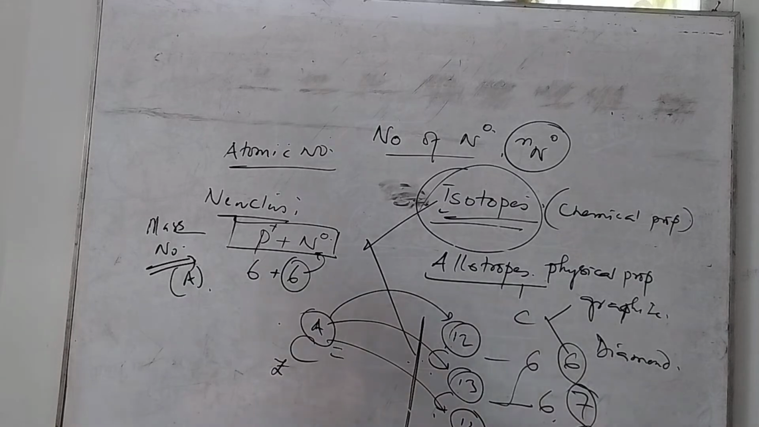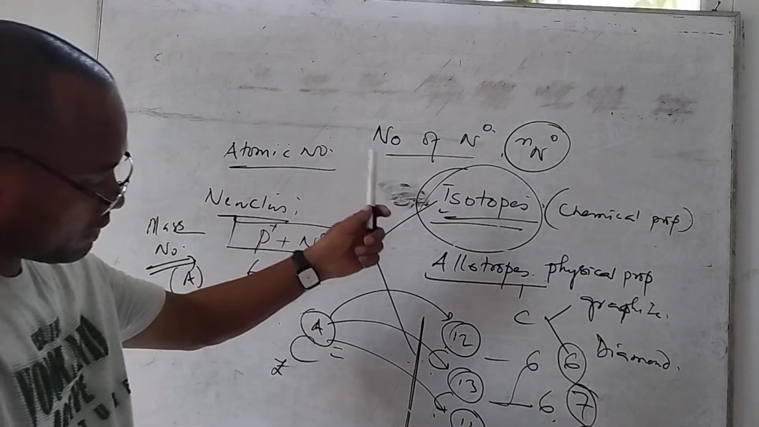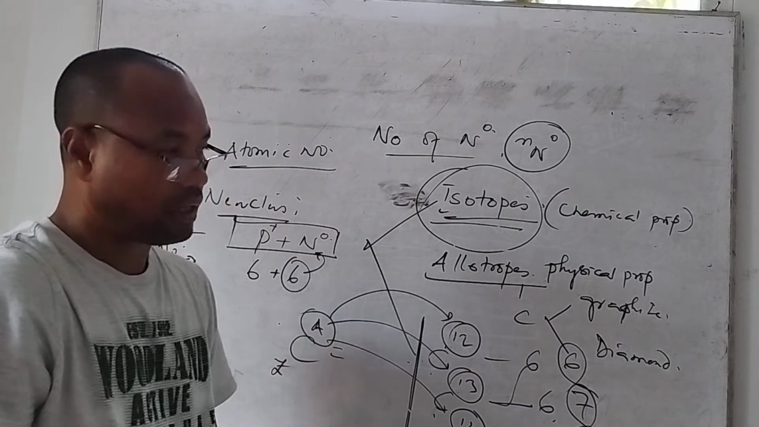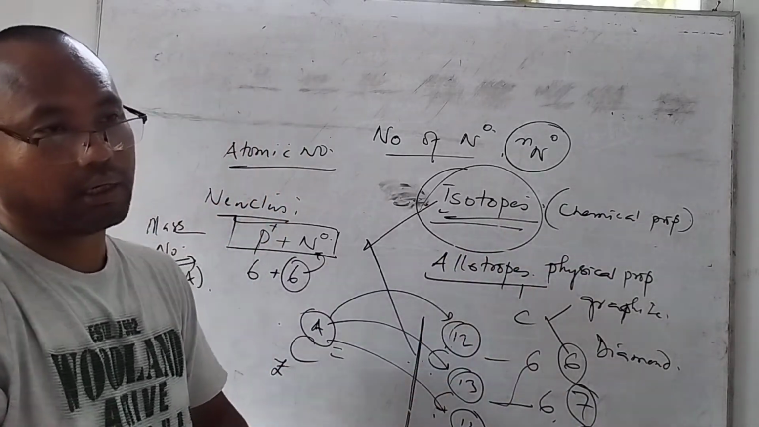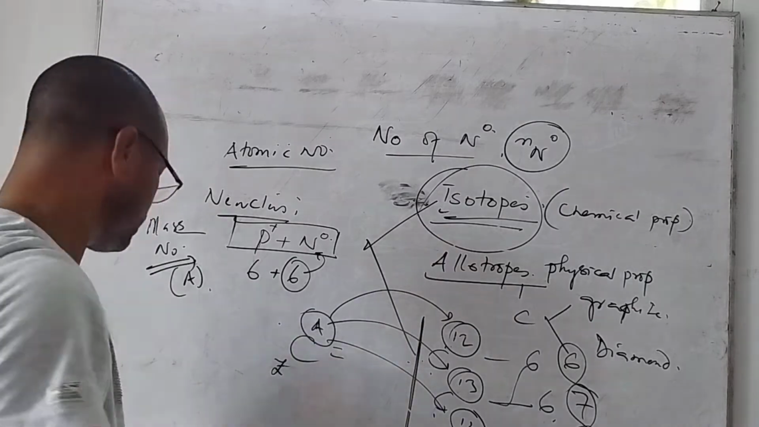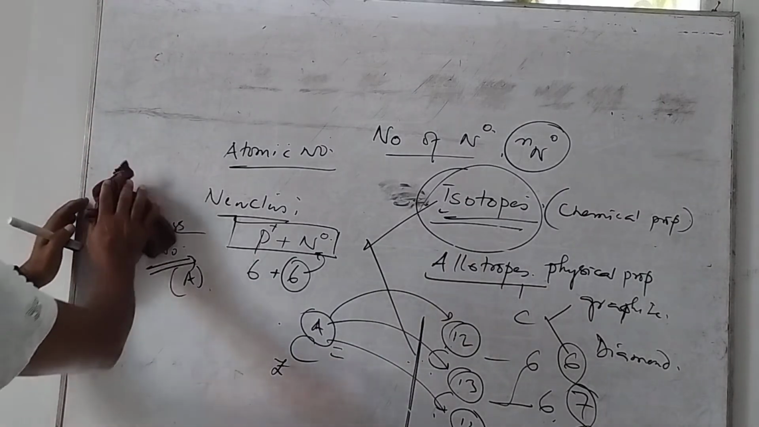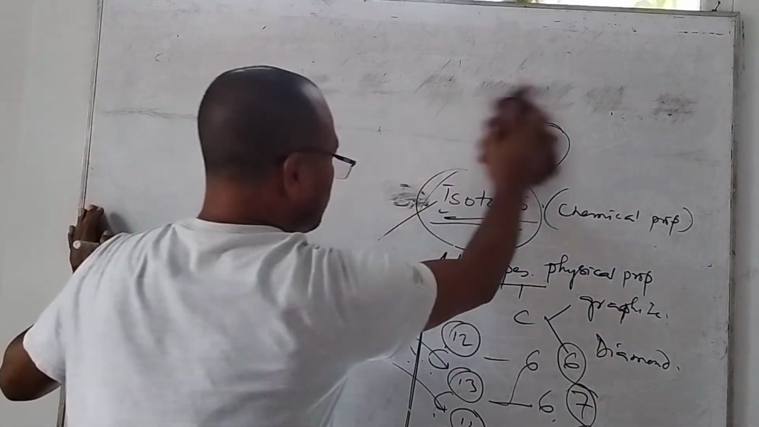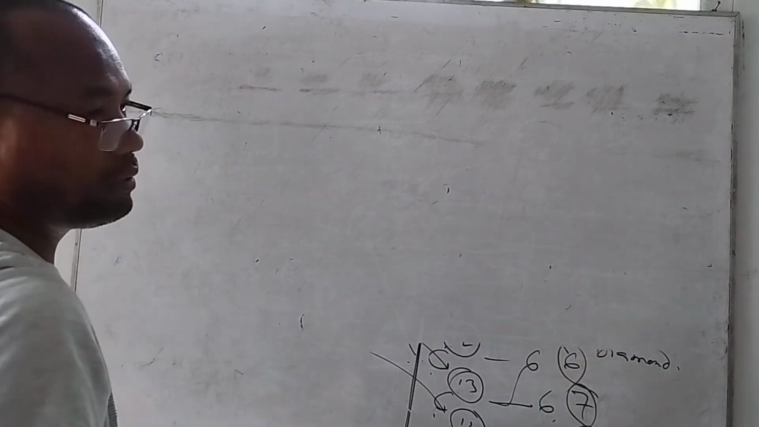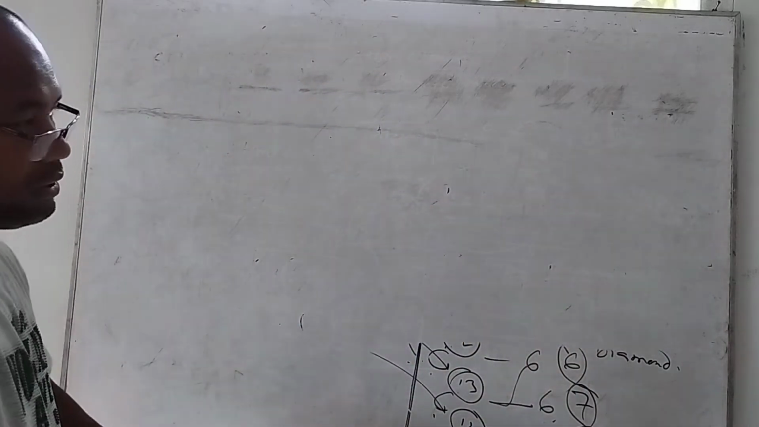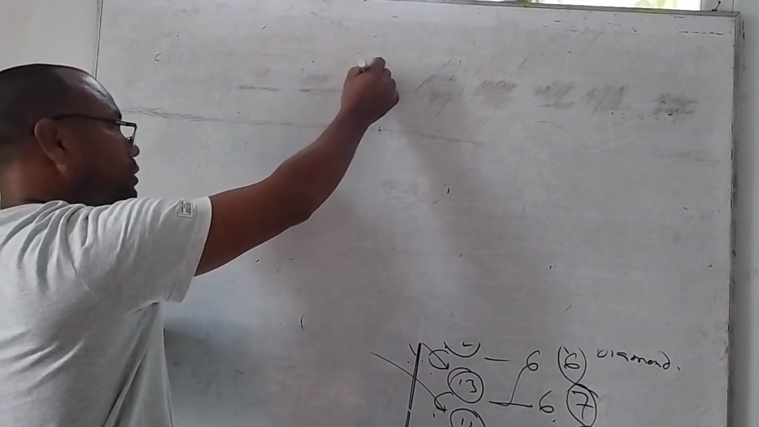Now these different atoms of carbon have different chemical properties. Don't forget. Now I give you one more example of isotopes. See hydrogen. You know hydrogen.